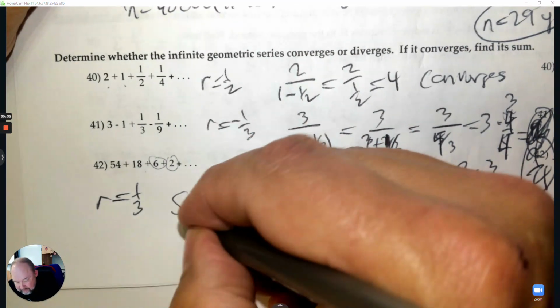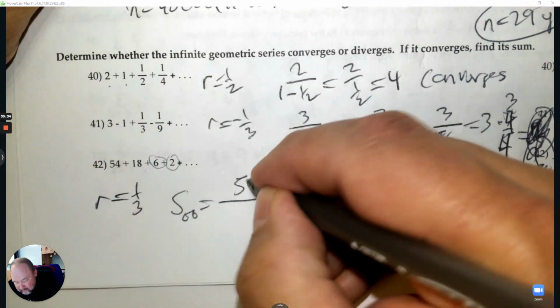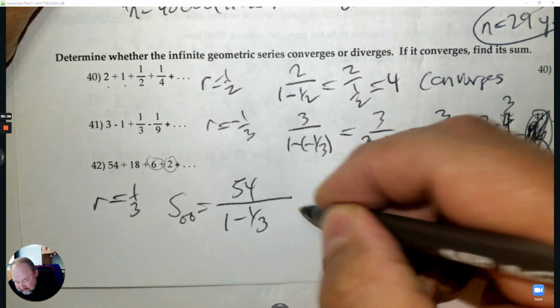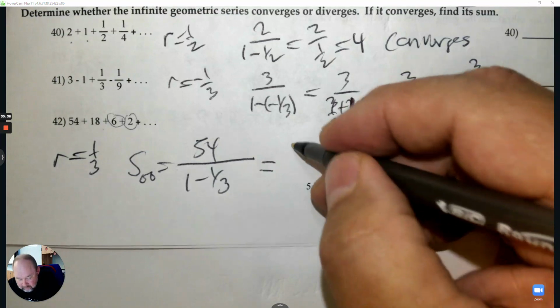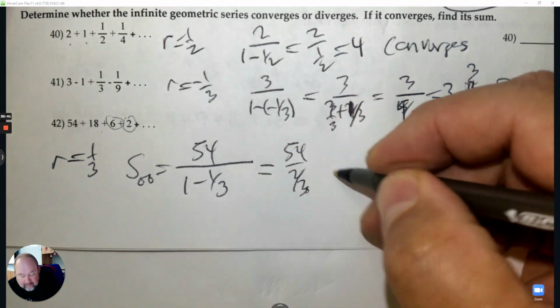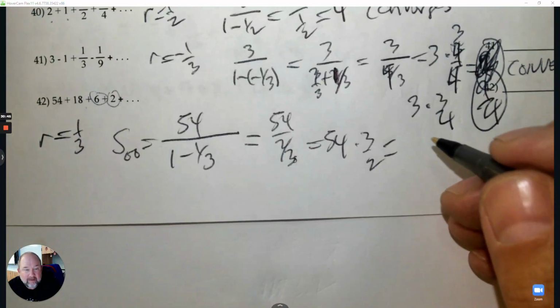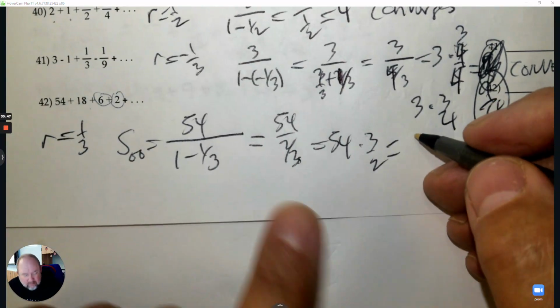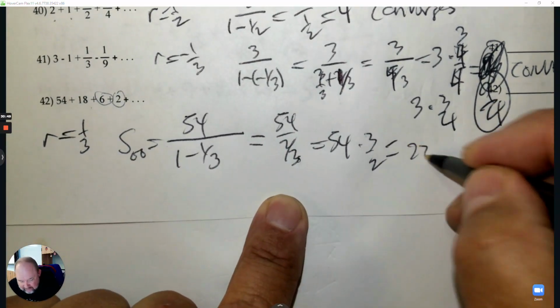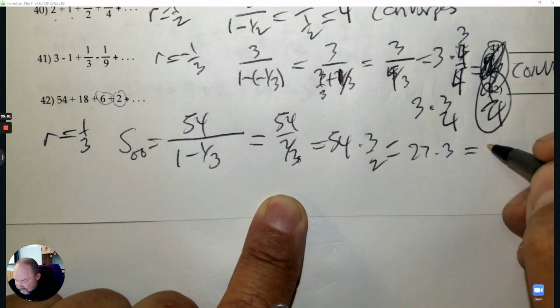And then the formula is A1 over 1 subtract the common ratio. That's 2/3. See if I can do this one right. We multiply times the reciprocal, and then get our answer. So whatever that is. What is that? It's 27 times 3, which is 81. Done. Okay, last page.